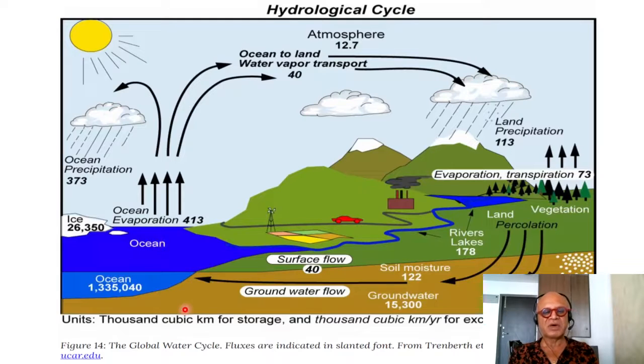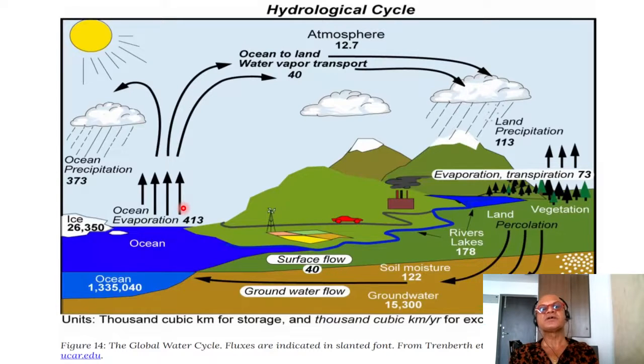So you can look at some numbers. This is already old, 2007, but the approximate numbers remain the same in terms of the amount of water moving around. You can see here, this is in cubic kilometers per year for exchanges, 1,000 cubic kilometers for storage. So these numbers are in thousands of cubic kilometers, and the fluxes are in 1,000 cubic kilometers per year. A massive amount of water is being moved through the atmosphere.